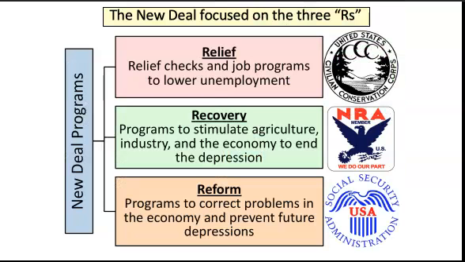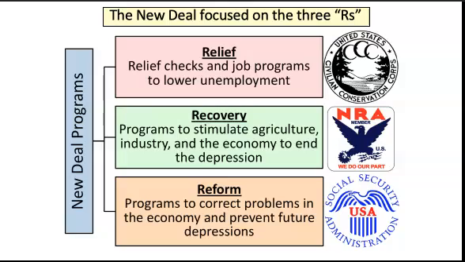The New Deal generally focused on the 3 R's: relief, recovery, and reform, which we mentioned in key idea number 1. Now, most New Deal programs fall into one of these 3 areas. Relief programs were generally things like relief checks and job programs to help people that were unemployed or to lower unemployment. But relief generally is help right now.